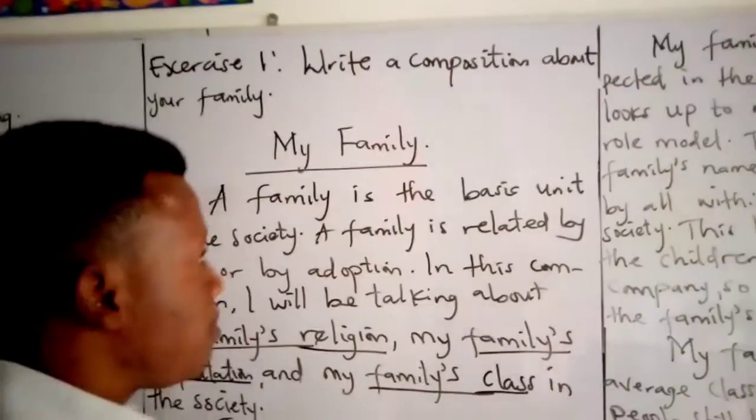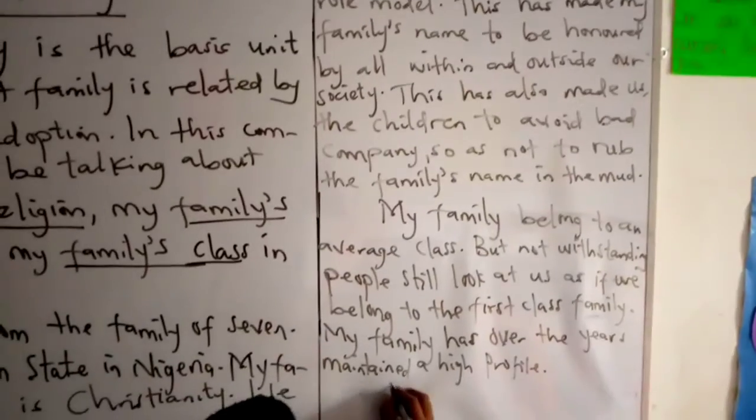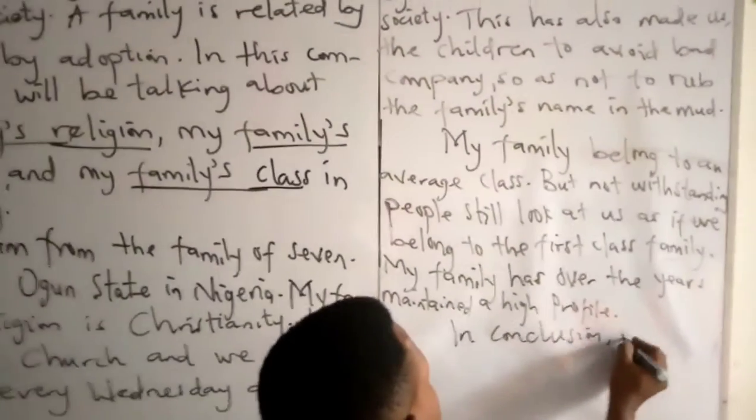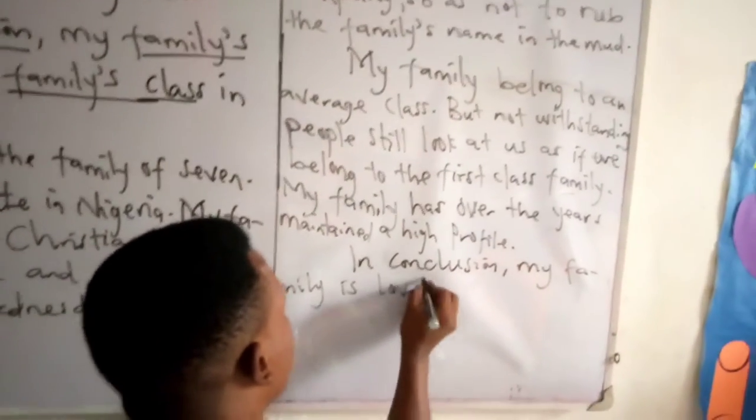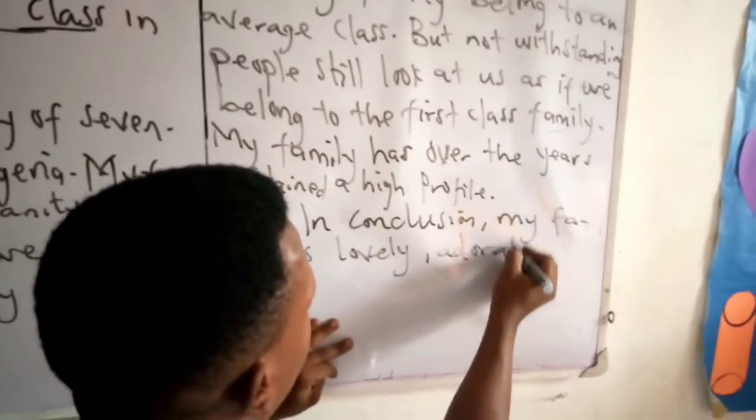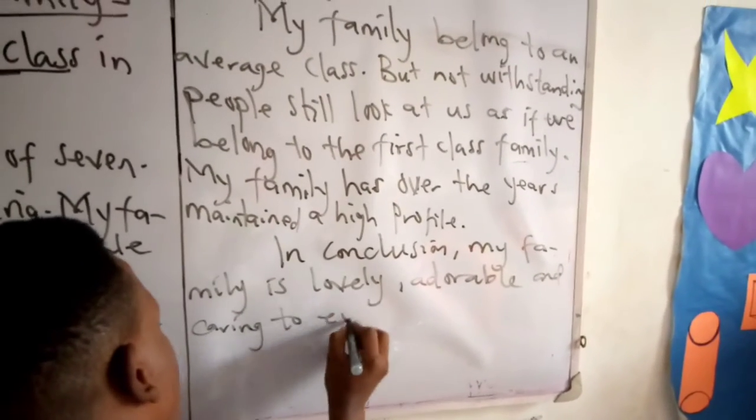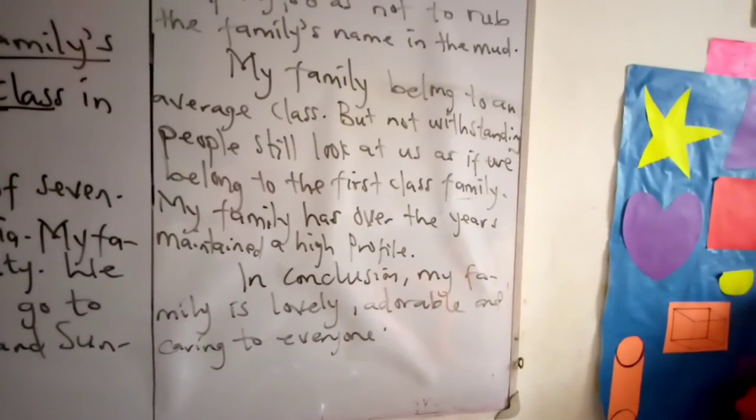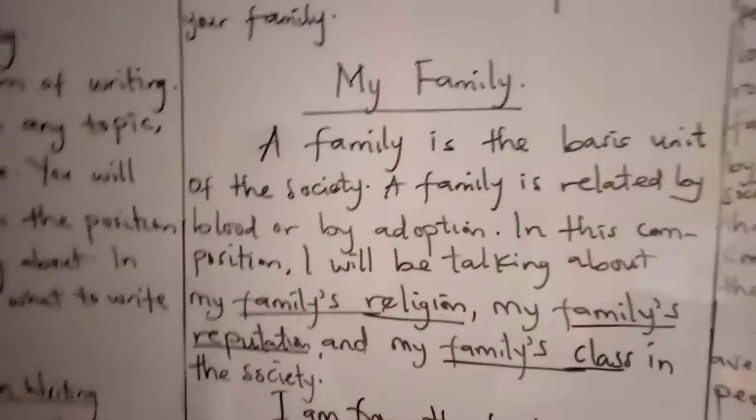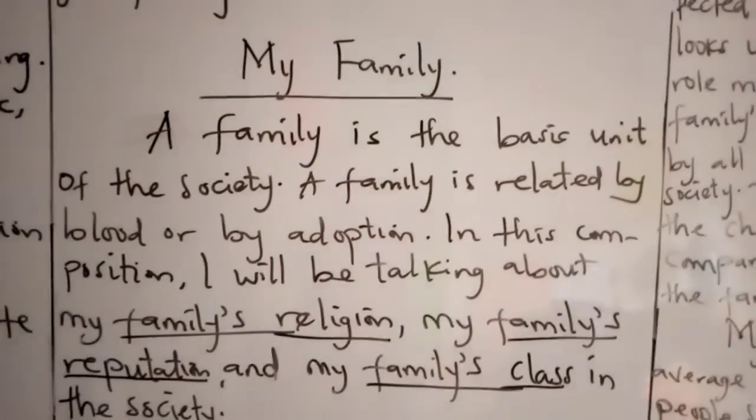Alright. Introduction, first thesis statement, second thesis statement at your third paragraph, the third thesis statement as your fourth paragraph, and lastly, conclusion. In conclusion, my family is lovely, adorable, and caring to everyone. And that's all. So you can see this is how you write a composition. You try to be creative. I don't have these things anywhere; I just try to paint a picture and bring it out in writing.